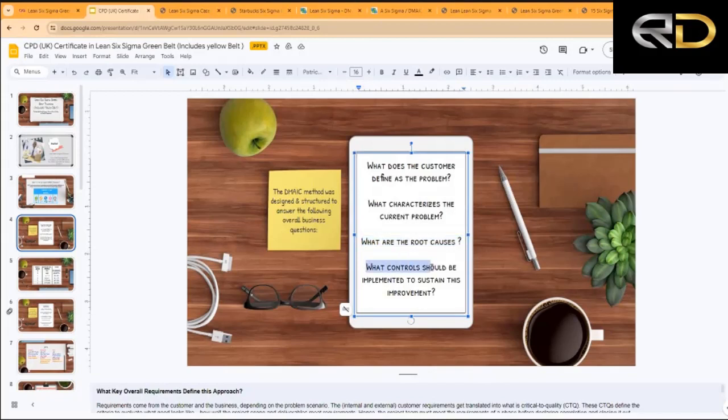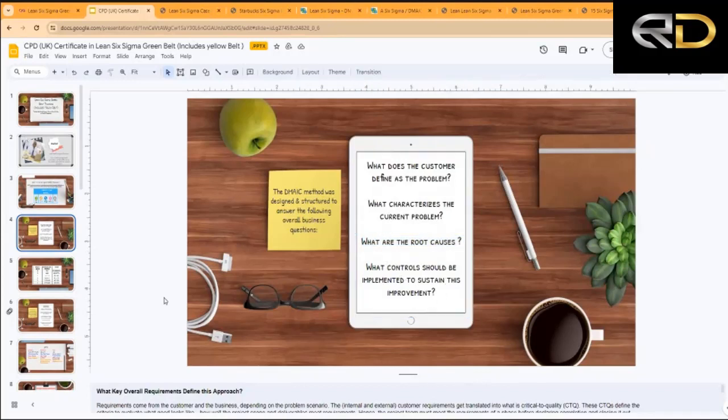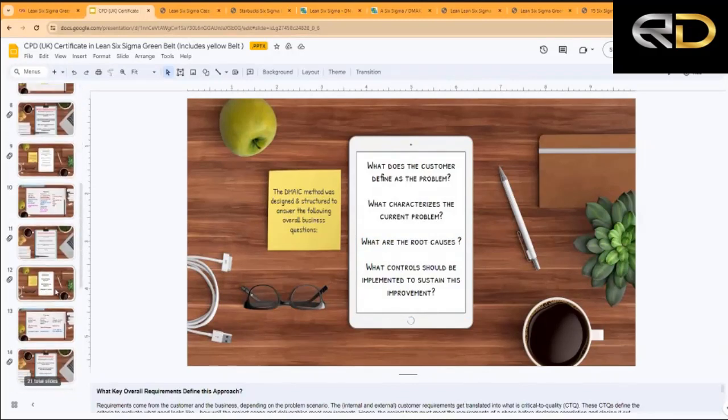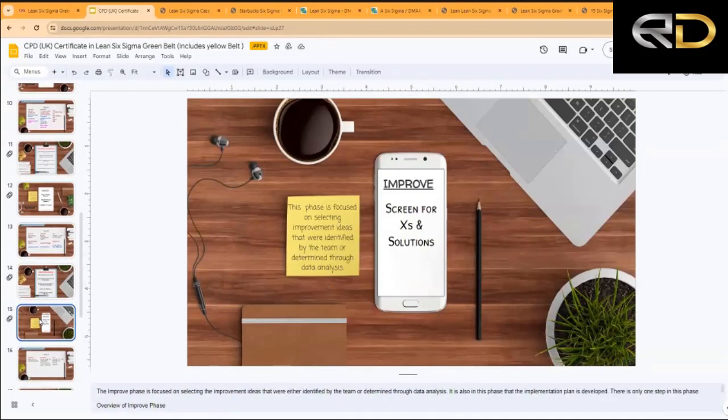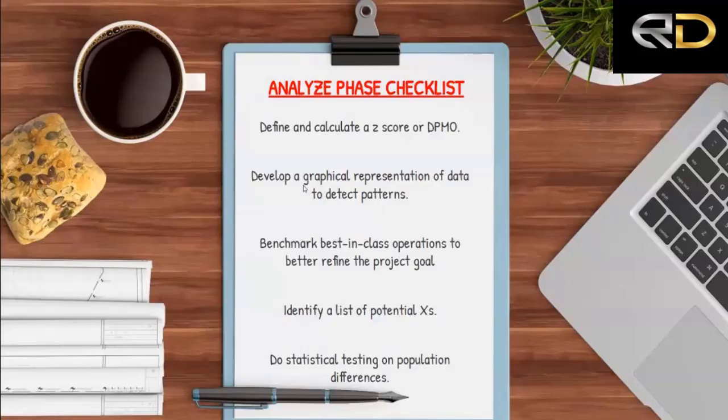So we now need to know what controls should be implemented to sustain this improvement. What controls should be implemented to address the results of these root causes? What controls do we need to address the root cause of response time? So that is what you're going to do right here in the improvement phase. So in the improvement phase now, again, what exactly is the key here?